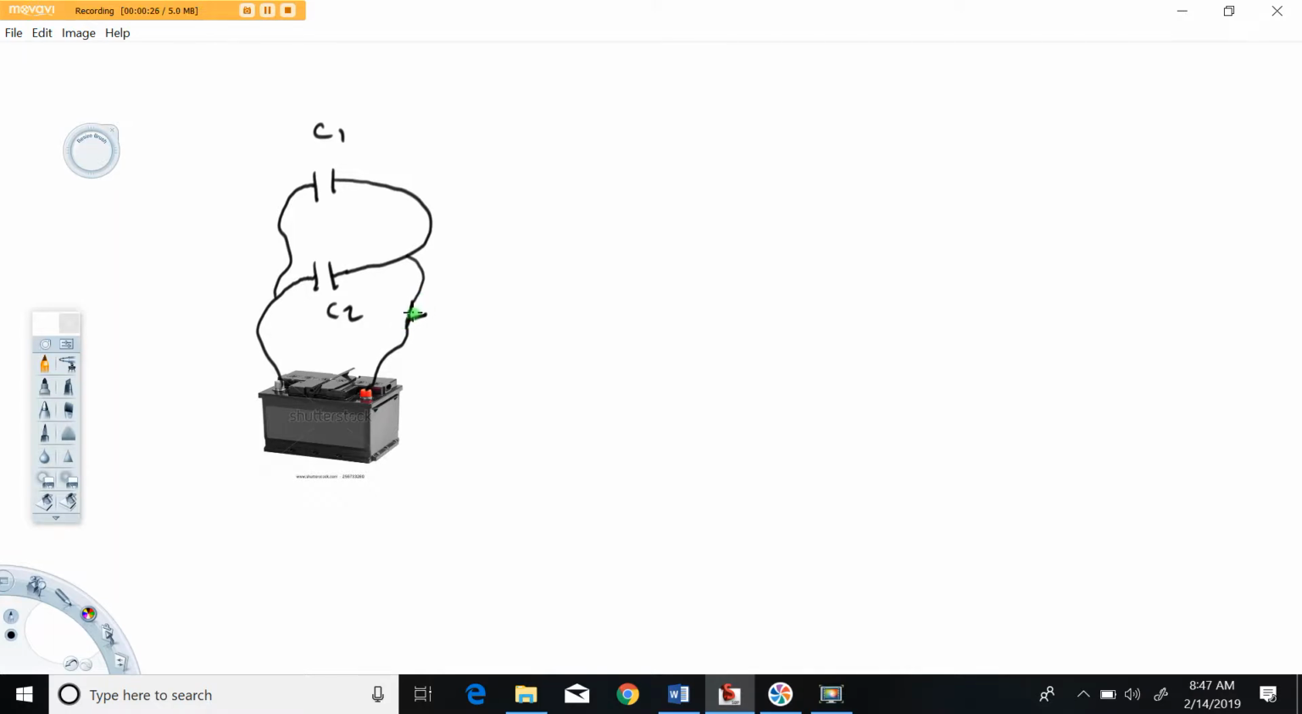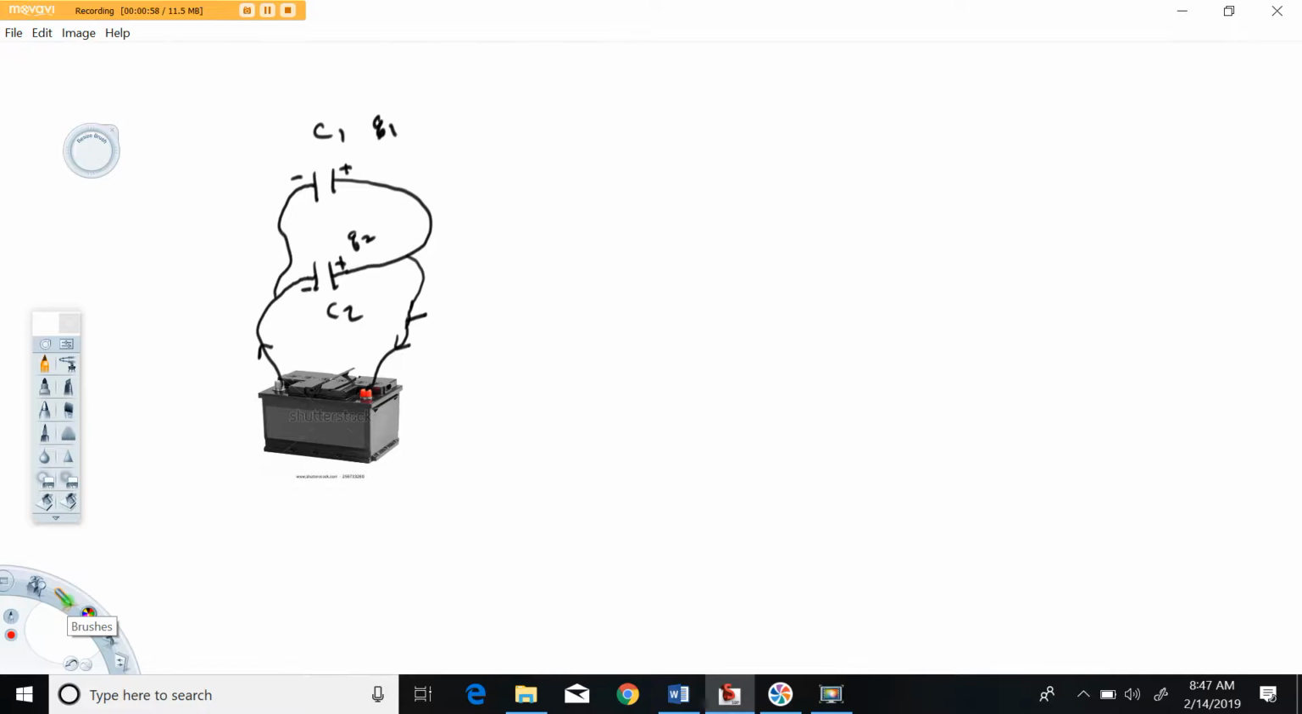And when we close the switch, remember that the positive terminal of this battery will attract electrons. So electrons are going to want to move in this direction, leaving us with positive charges here and here. Now, on the other side of the circuit, electrons are going to march this way, leaving us with negative charges here and here. So these capacitors now are going to be charged to a value, let me call this one Q1 and Q2.